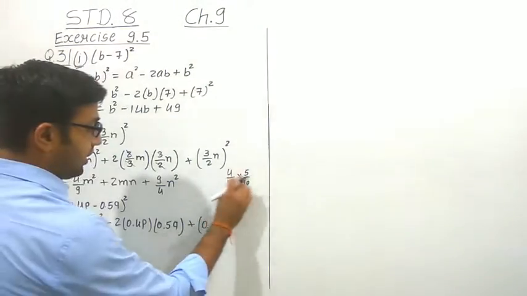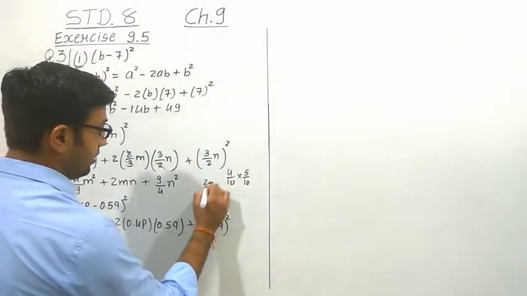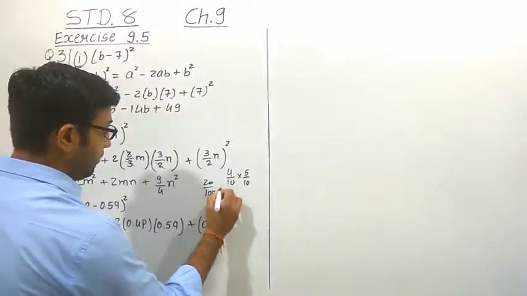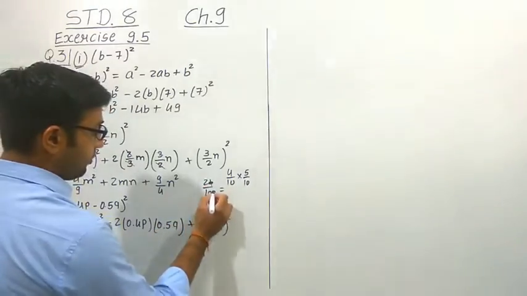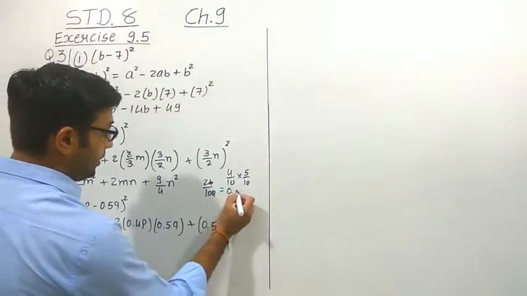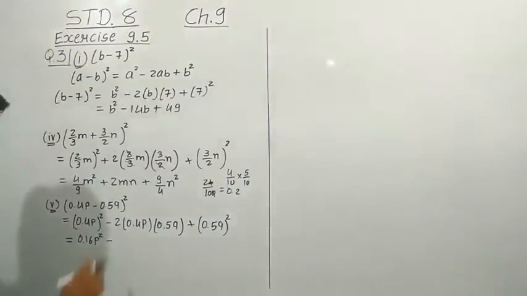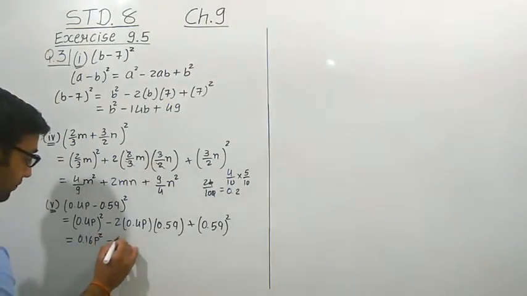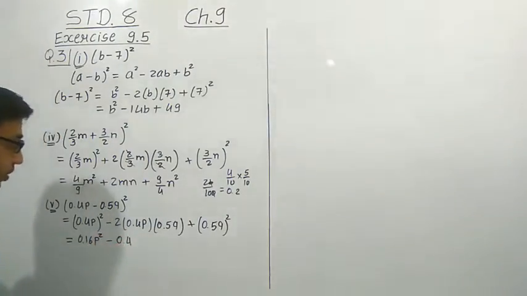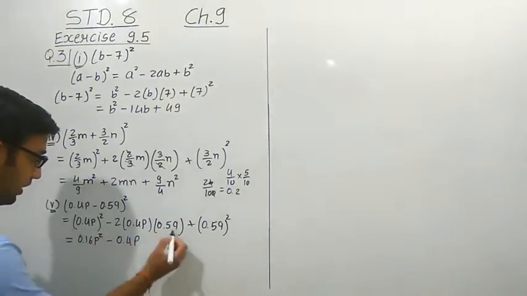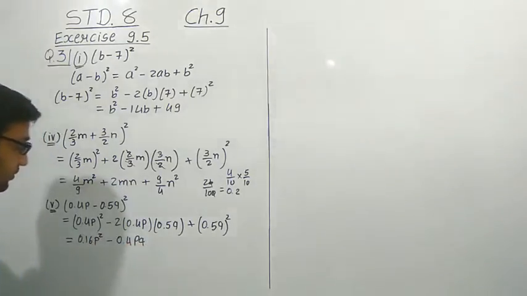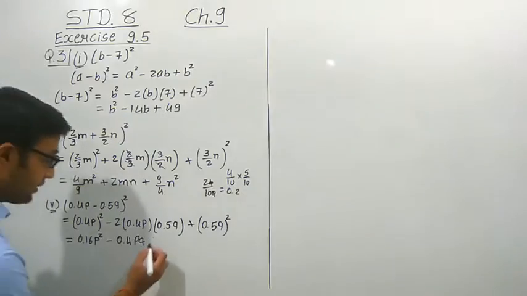Now what are we getting? 5 fours are 20, 20 upon 100. Now in 20 upon 100 we can cut one of the 0s and write it as 0.2. Now multiply it with 2, we get 0.4, with p as it is and q as it is. So 0.4pq is our middle term.